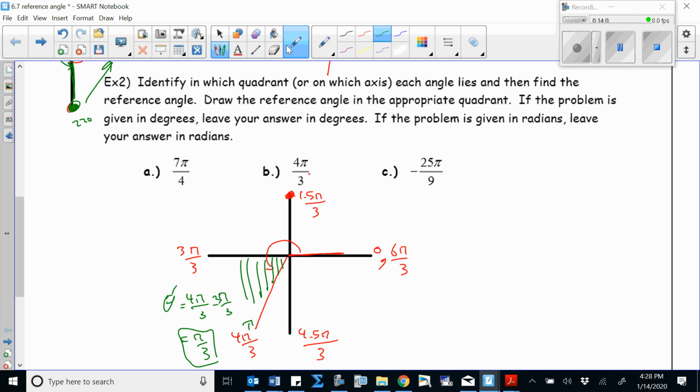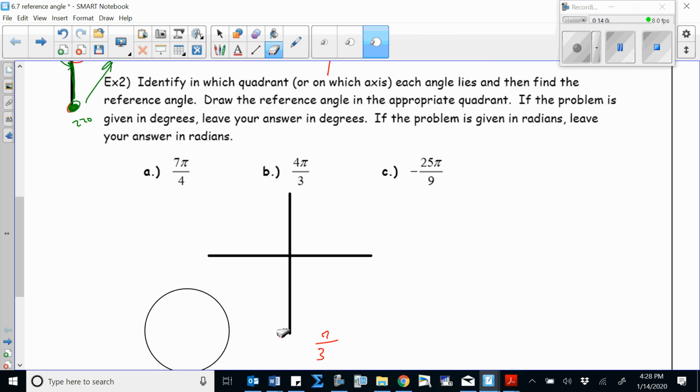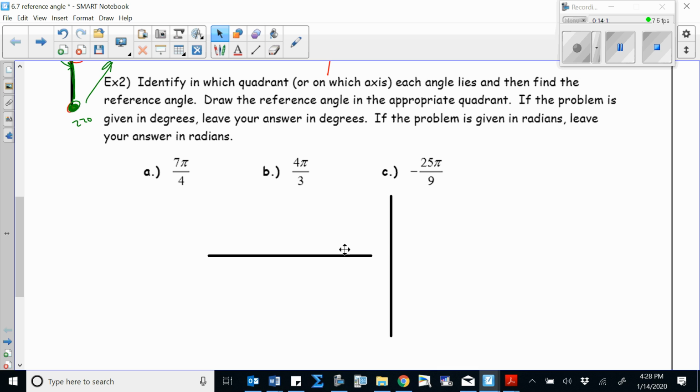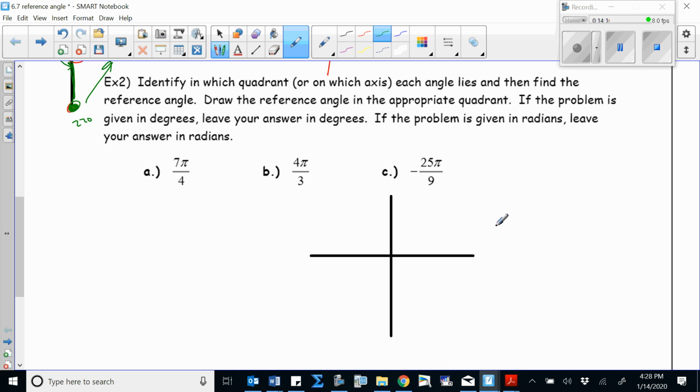Okay, now let's work on this one, negative 25 pi over 9. Again, I'm going to erase these to make space and move it here. Okay. We start from 0 and pi is here. The denominator is 9, so we make this 9 pi over 9. But here's the actual point.